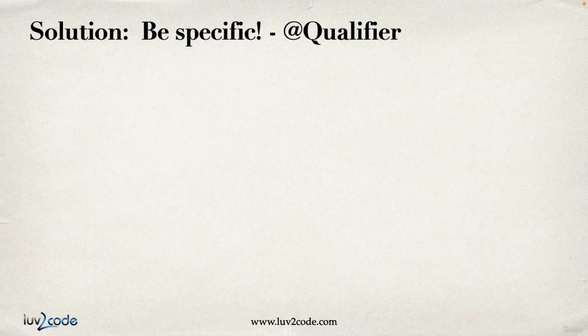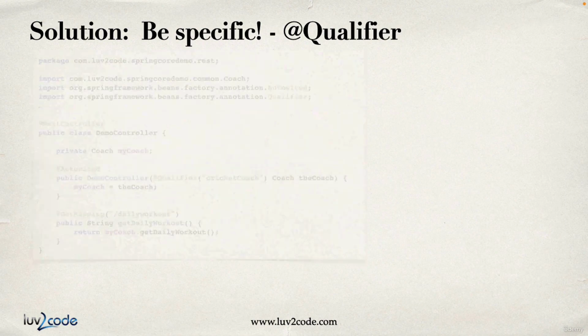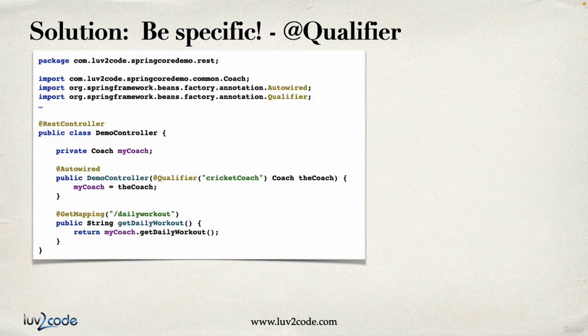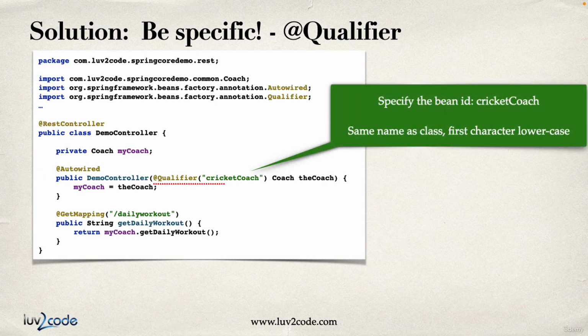So one solution here is to be specific, and that's by making use of the qualifier annotation. Here's our coding for our demo controller, and everything looks the same except for this one new entry for qualifier. So here we give qualifier, and then we specify the bean ID of cricket coach. Now the bean ID has the same name as the class, except for the first character is lowercase. All right, so that's how we come up with cricket coach here, starting with lowercase.